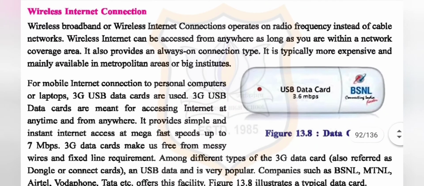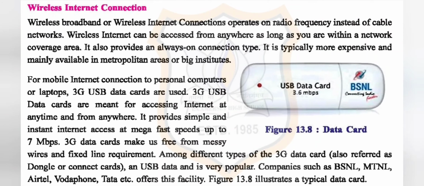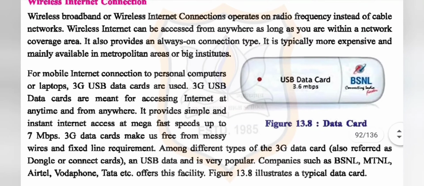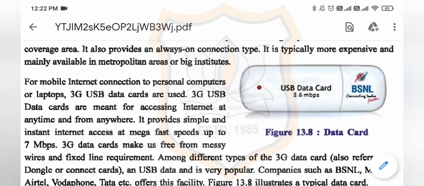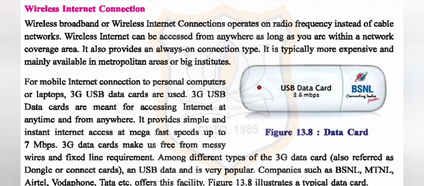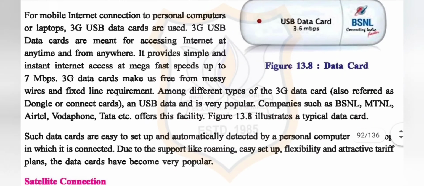Wireless internet connection. Wireless broadband or wireless internet connection operates on radio frequency instead of a cable network. Wireless internet can be accessed from anywhere as long as you are within a network coverage area. It also provides an always-on connection time. It is typically more expensive and mainly available in metropolitan areas or big institutes.